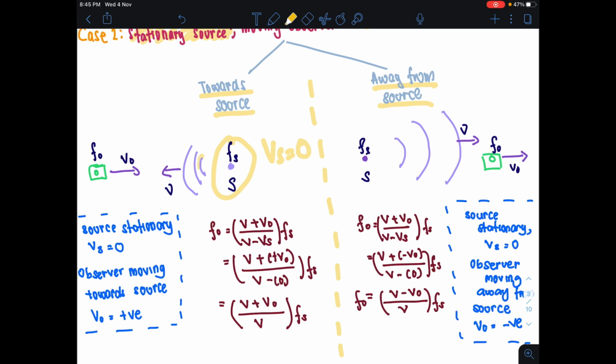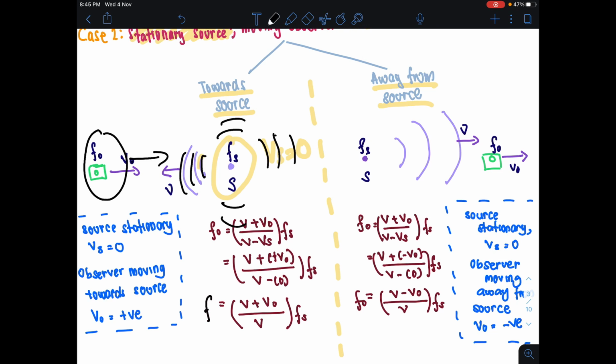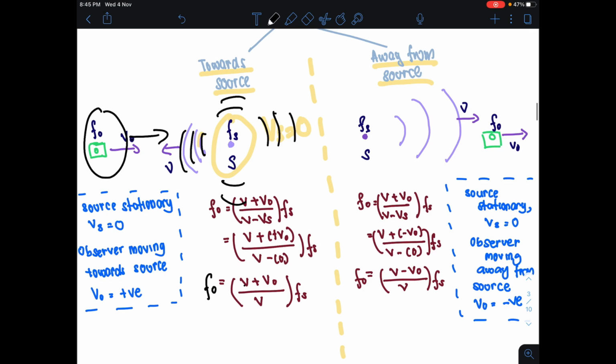So bila dia tengah bergerak, ini adalah dia punya sound yang akan travel in all the direction. Bunyi ni akan keluar in all direction. However, when you have an observer here and the observer is moving towards that particular source, kita akan dapat F observer sama dengan V plus V0 divided by V multiply with Fs. Which means dekat tempat V0, kita substitute positif sebab the observer is moving towards, so V0 jadi positif. And then dekat tempat source, kita substitute sebagai kosong, stationary.